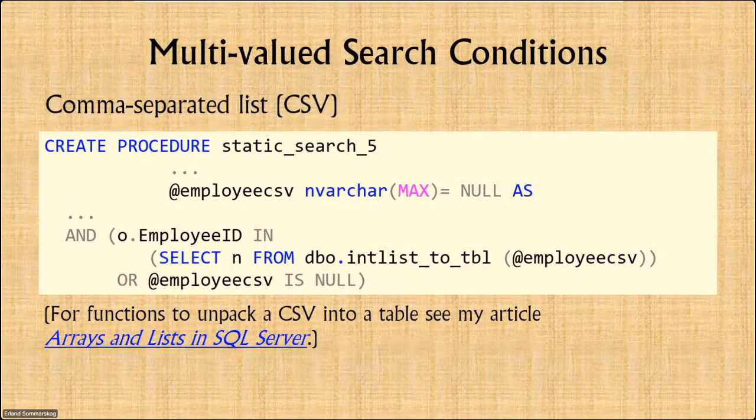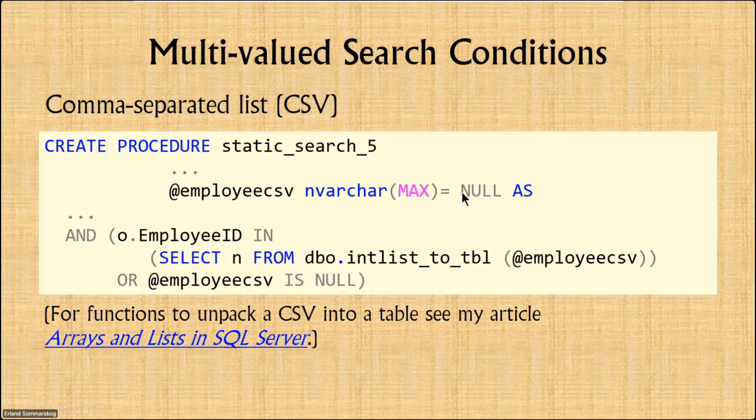Now, so far, all search parameters have been scalar: a single customer, a single city, etc. But many times users want to be able to make a multi-select. So we're going to add searches on employees to this mix, and the users are able to say, let's say, I want to see orders by employees 1, 3, and 5 for customers from, let's say, Charlotte, whatever. And it's quite popular to do this with a comma-separated list.